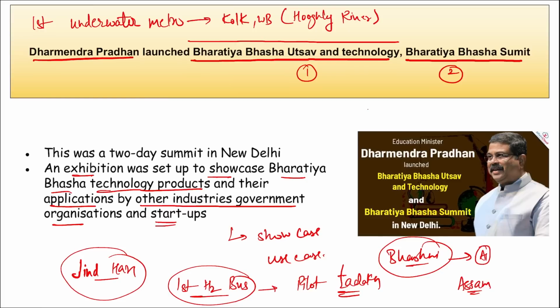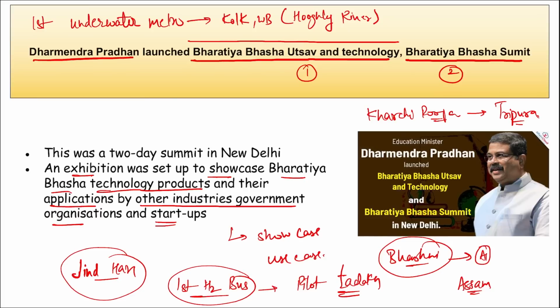Then next thing, remember, Kharchi Puja. This is held where? It was held in Tripura. Kharchi Puja.